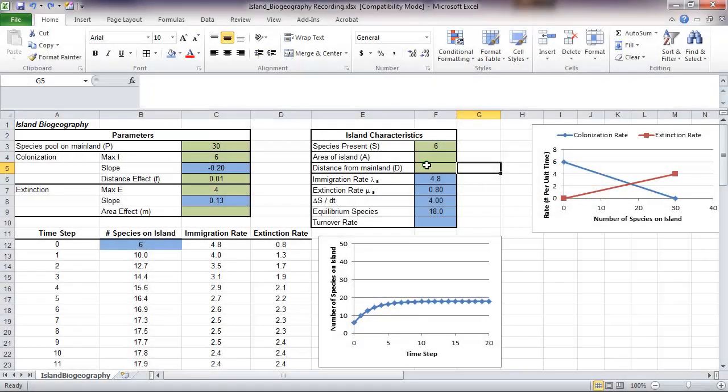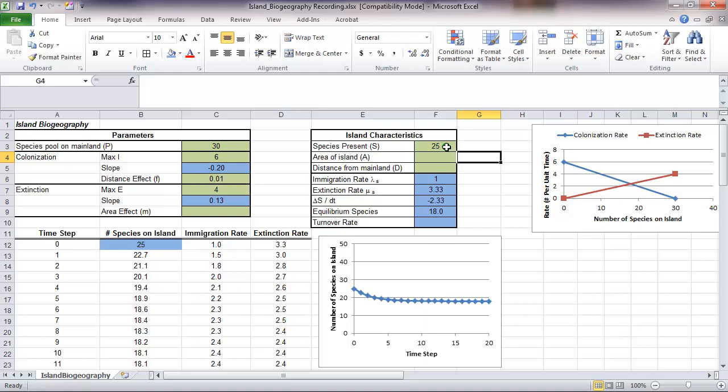Now, what happens if we are above the equilibrium line? What if we have, say, 25 species present on the island? Well, in this case, with 25 species, our extinction rate is higher than our colonization rate, so we're expected to lose species with time steps. But you can see here that we drop the number of species on the island, but eventually, once again, we hit our equilibrium point of 18 species and it remains stable through time.